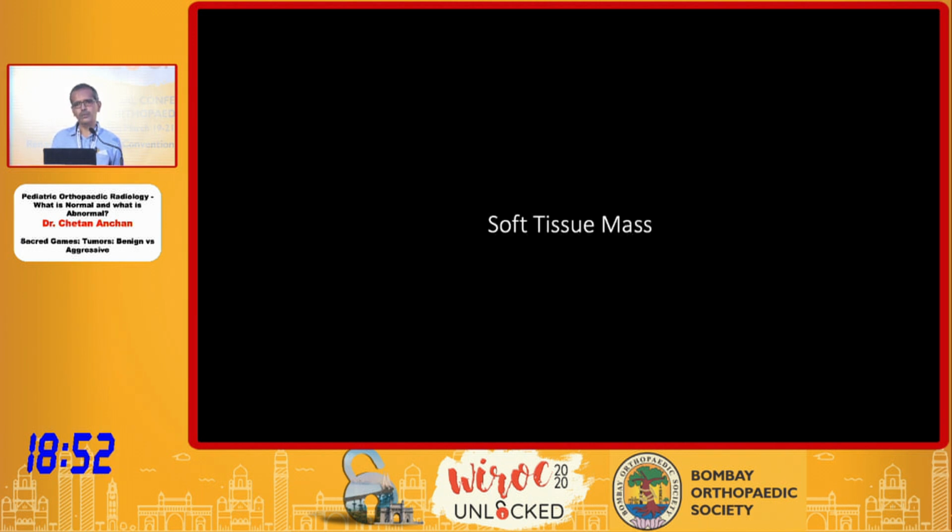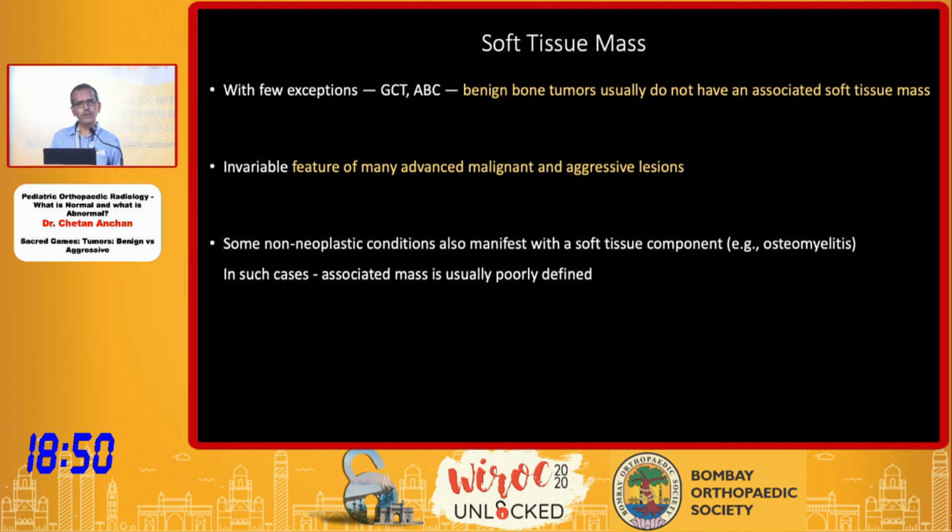Then you look at the soft tissue mass. With very few exceptions like giant cell tumor and aneurysmal bone cyst, benign bone tumors usually do not have an associated soft tissue mass. So if you see a soft tissue mass, you should be very careful. These are features of many advanced malignant and aggressive lesions.